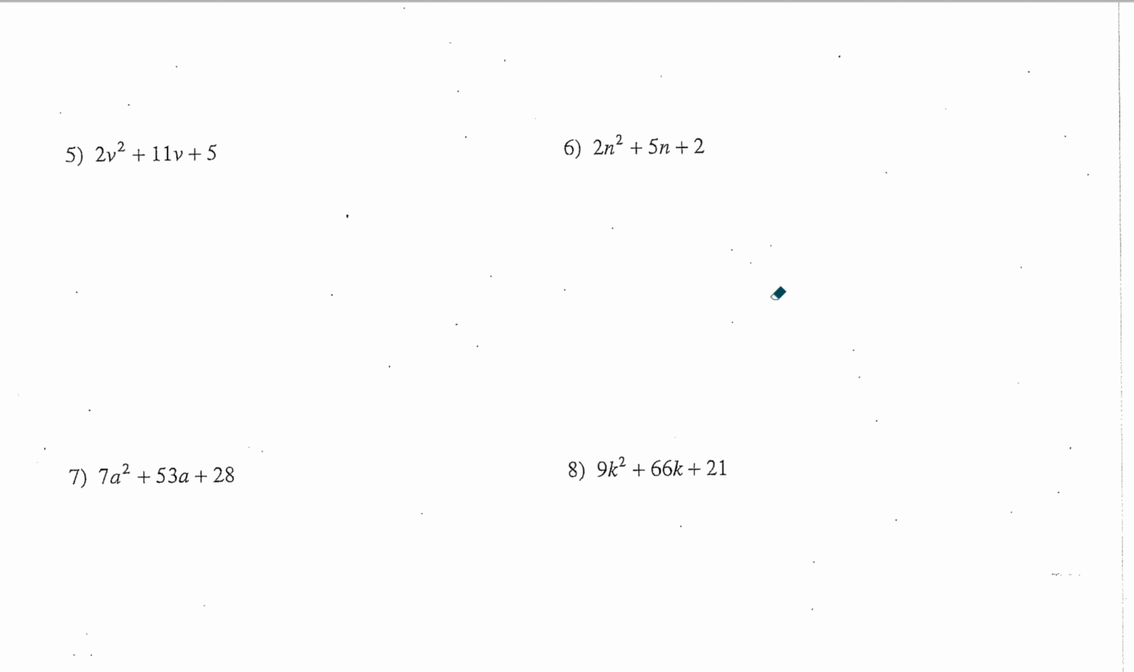Okay, moving on to number 5. Again, you can see this one's pretty good, right? This one's actually really straightforward, because you know this has got to be 2v and v. That's the only way to make 2v squared. And the only way to make 5 is 5 and 1. It's just a matter of where you put it, and I know they're both positive based on this positive here.